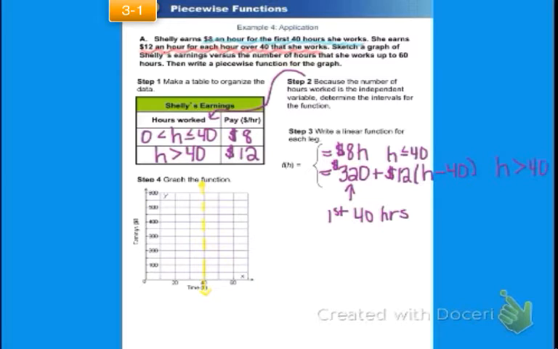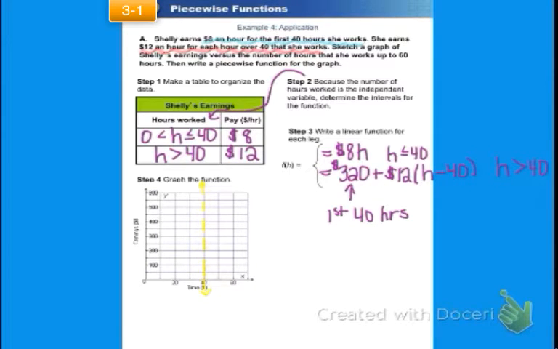And this will work because you think about if you worked, say, 42 hours, you'd plug that in, you'd make the $320 for the first 40, plus you'd make $12 for 42 minus 40, or 2 hours more work. And that would calculate out to work out fine.